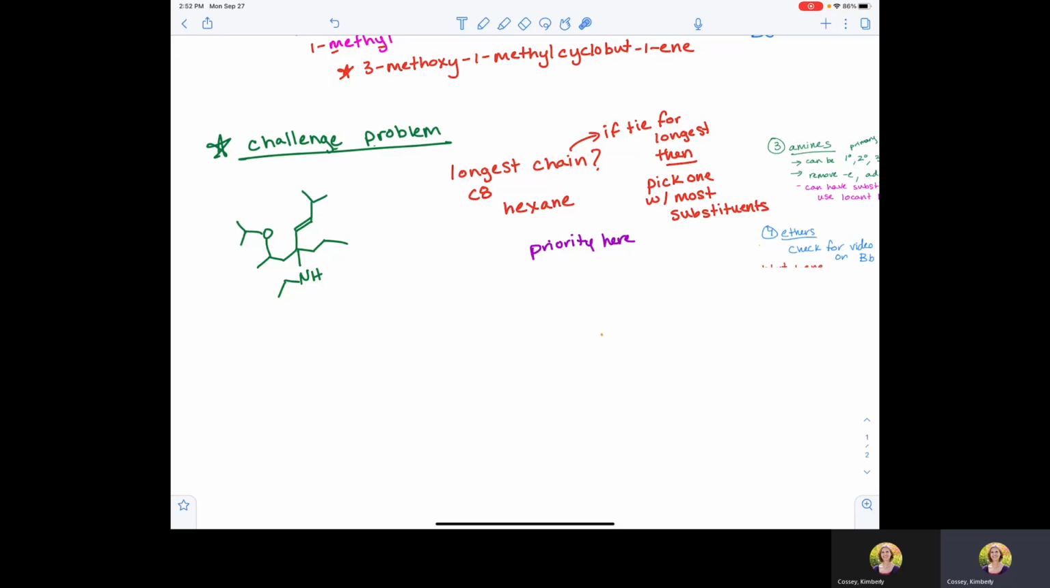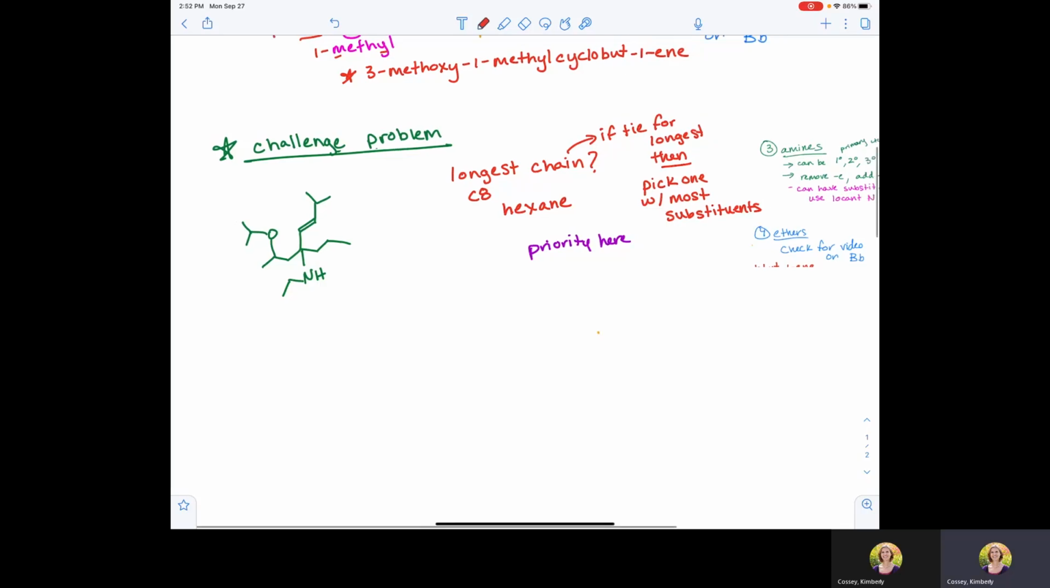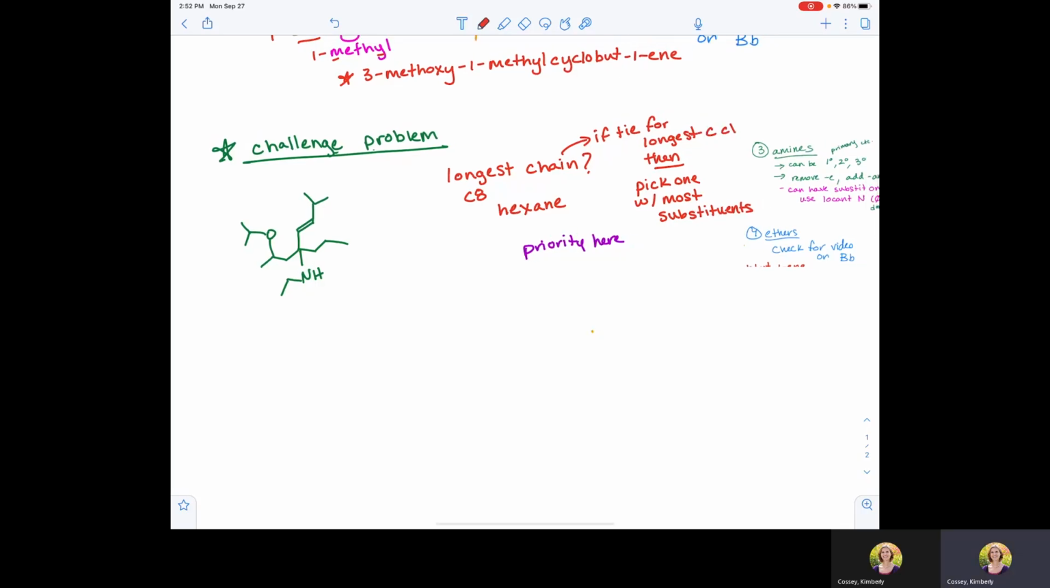Now, how are we going to decide if it's a tie? Well, as I told you, the IUPAC people, when they decided to make sure there was a rule for every tie, the rule that they made was, if there's a tie for the longest carbon chain, then you're going to pick the one that has the most substituents, all right, the most stuff sticking off of it.